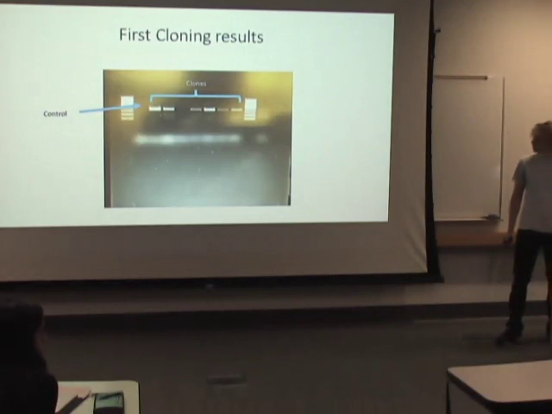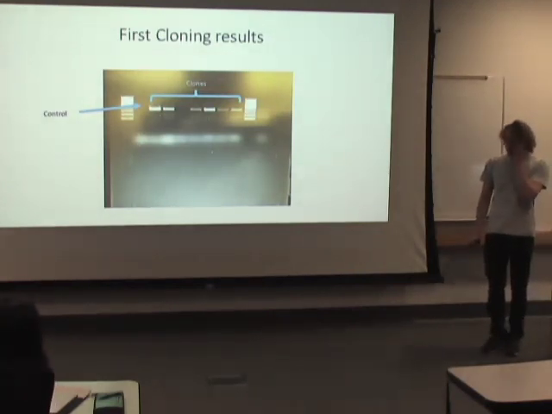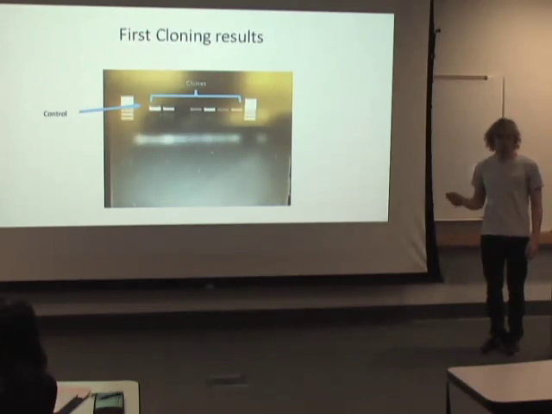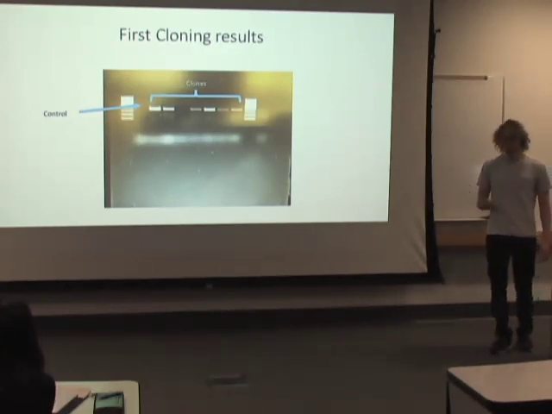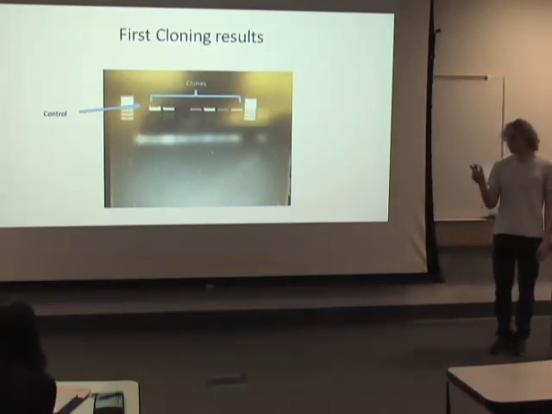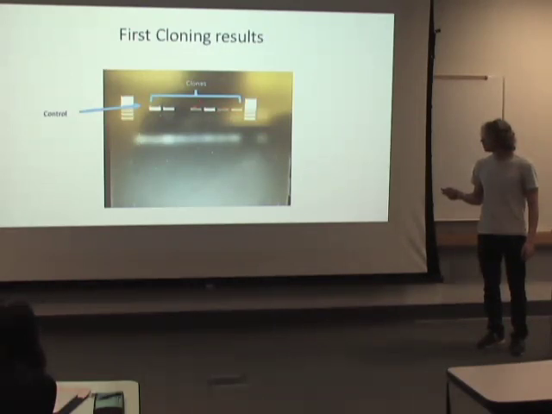And here's my first cloning results. They're verified by a DNA amplification of the sequence that I inserted into the plasmid. So I actually took the live bacteria and put it into the PCR machine and amplified my inserted sequence. That's what all these bars are. That's the actual inserted sequence.